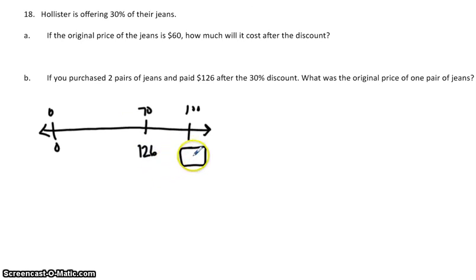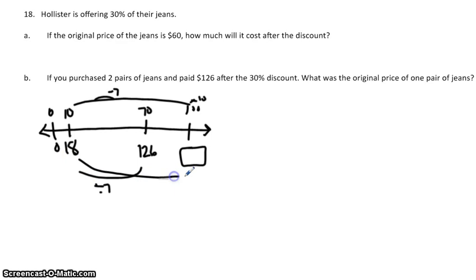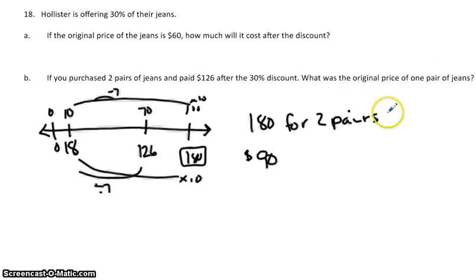So what I'm going to do is I need to find that total amount. So I'm going to go ahead and divide by 7 to get to 10%. I'm going to divide 126 by 7, and that gets me $18. So 10% is $18. So now I can multiply by 10, and get $180 for 2 pairs of jeans. So 1 pair of jeans would be $90, because that's what my question's asking. What's the original price of 1 pair? $90 for 1 pair.